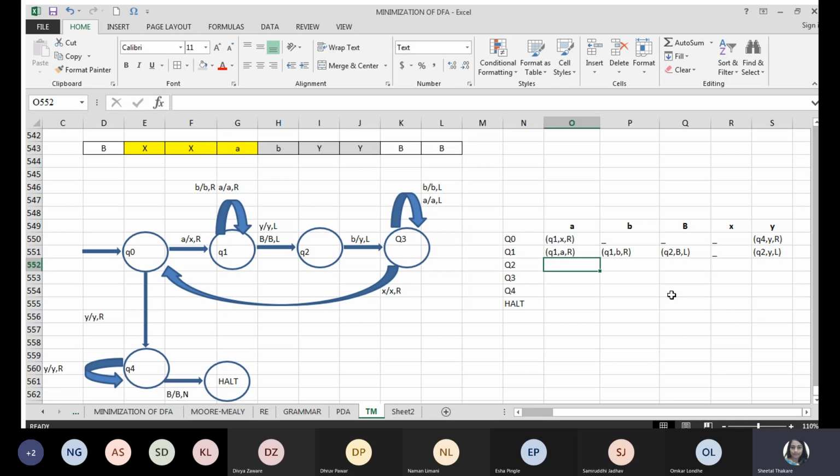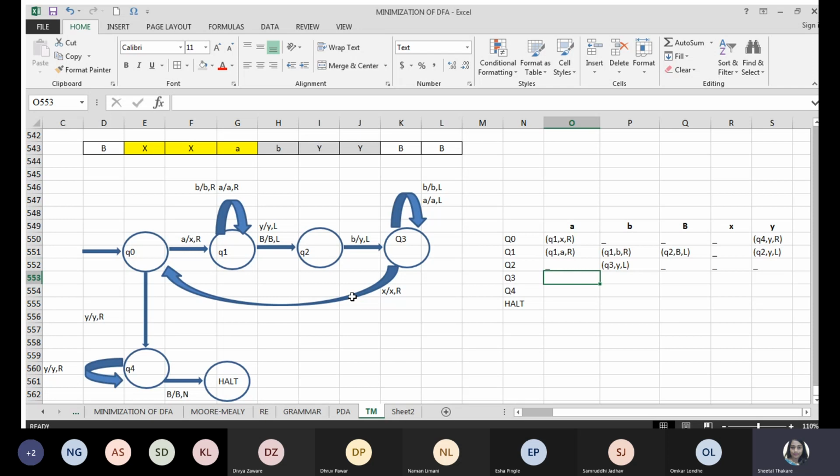Q2. For Q2, there is only one transition defined from it, and that's on b. The rest of them will be dash. So very quickly, we will happily enter dash here. And then for b, we say that it's going to Q3. b is converted to y, whereas it's moving to left. Done with Q2. Q3, say you got 1, 2 and 3.